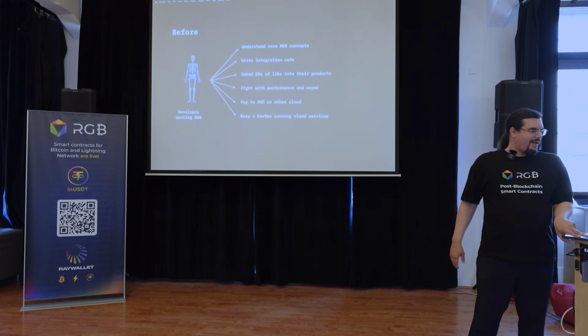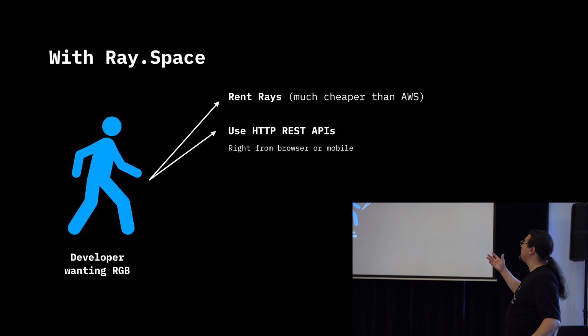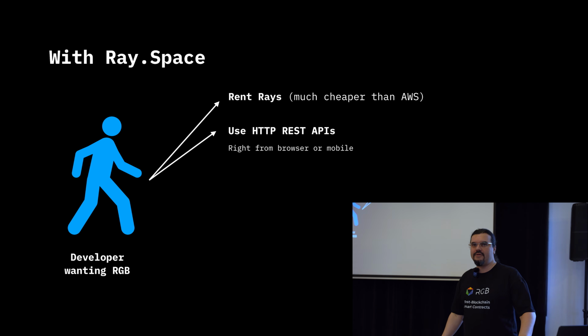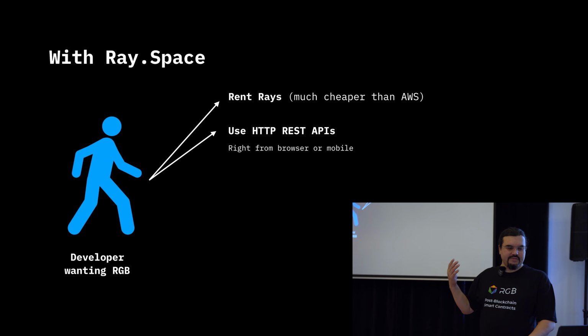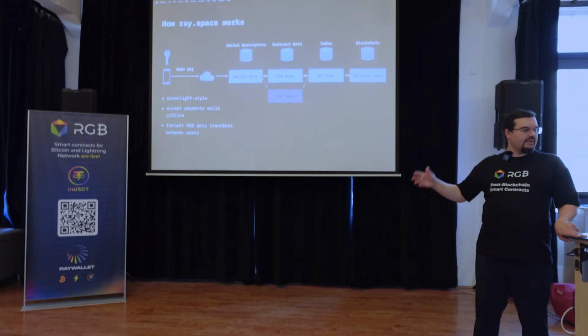And now with RaceSpace, it becomes much better because you rent Race. Race is basically instances in the RaceSpace, and you use an HTTP REST API to talk to them from a mobile wallet or a browser, and that's simple. And you don't need to understand anything about RGB at all. We are doing this also in partnership with Thunderstack, and how it will work is basically we'll receive a key. It will be asymmetric public-private key-based authentication.